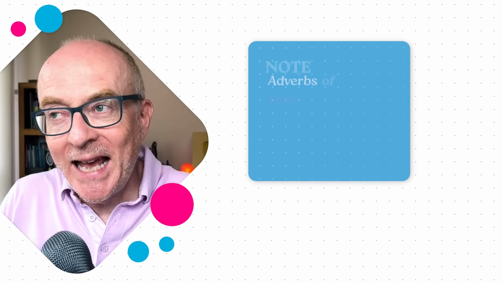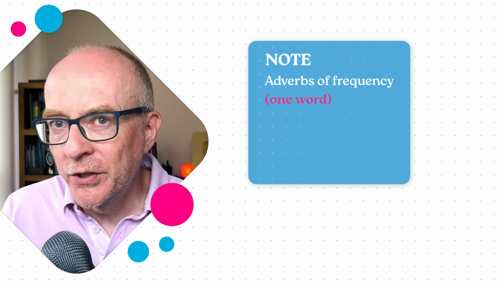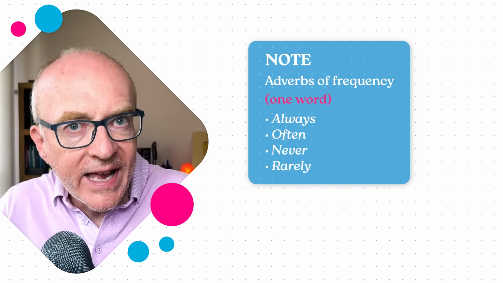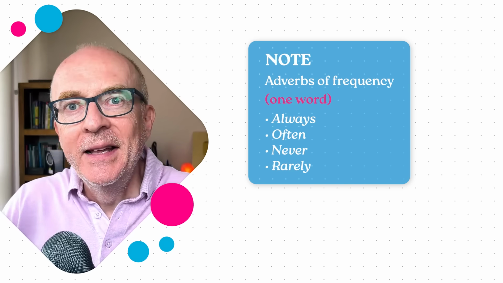However, if the adverb of frequency is one word, like always, often, never, rarely, then that goes between the subject and the verb. So it becomes subject, adverb of frequency, verb, object. I often play the guitar. He often plays the guitar. Right? Great. Let's move on.